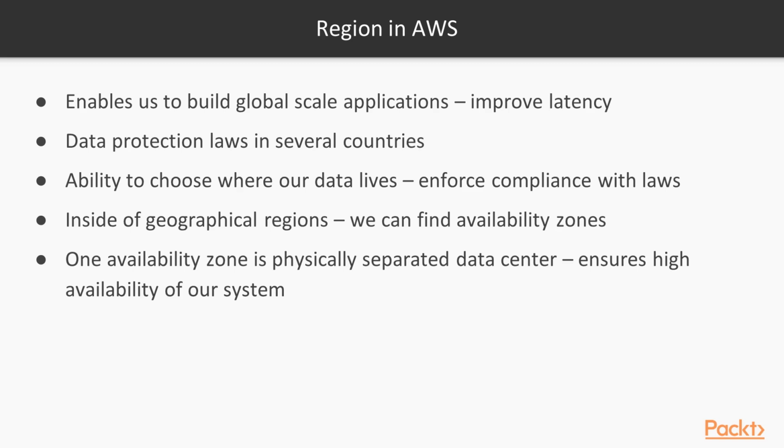Inside of these geographical regions, sometimes we can find availability zones. One availability zone is basically a physically separated data center that ensures the high availability of our system. As in the case of a catastrophe in one of the data centers, we can always fall back on the other availability zones. Let's see how the regions and availability zones look.